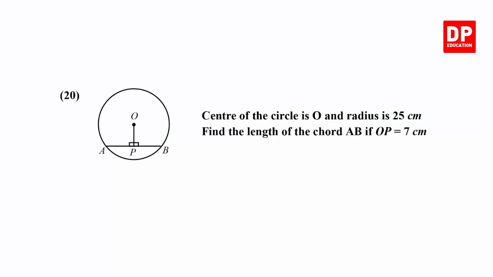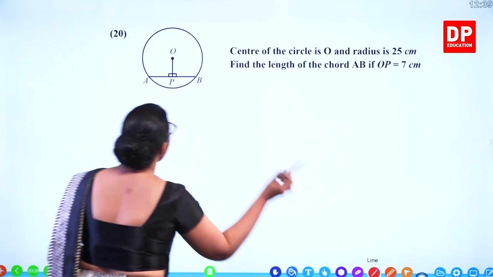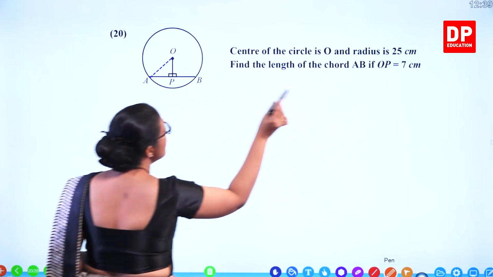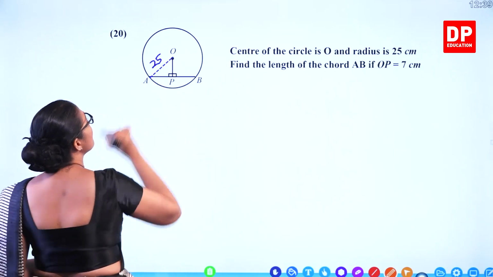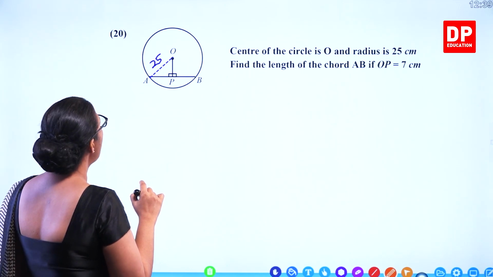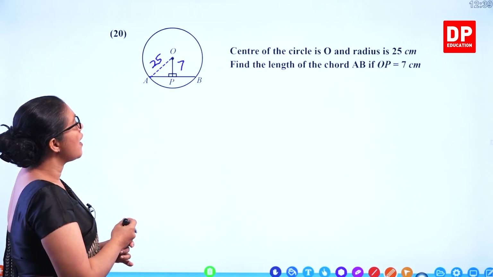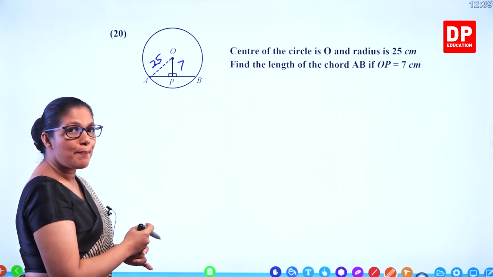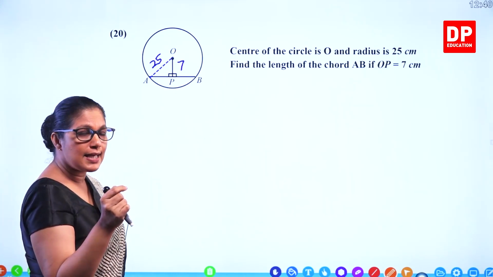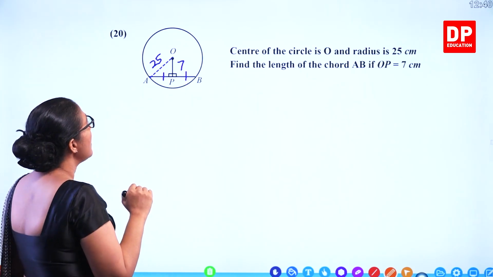Question number 20. Center of the circle is O and the radius is 25. So when you connect this, that's 25 here. That's 25. Find the length of the chord AB if OP is 7. So this is 7. So we can find out AP and multiply by 2 because we know when you draw a perpendicular from the center, the chord bisect each other. So these two lengths are equal.